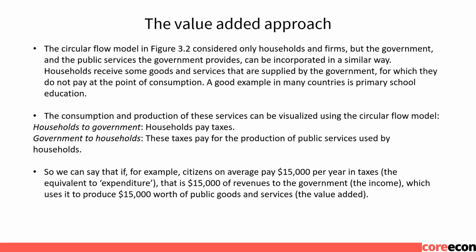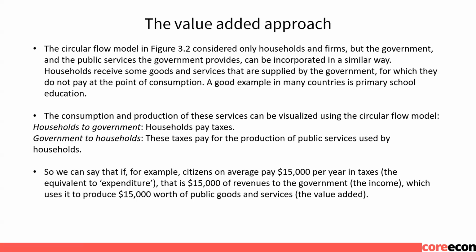Now, the circular flow model that we just saw considered only households and firms, but the government and the public services the government provides are also a part of the economy, and they provide some income. This could also be incorporated in the model. So households receive some goods and services supplied by the government, which they do not pay for at the point of consumption. A good example would be many countries having primary school education, not necessarily paid at that very moment. The consumption and production of these services can be visualized using the circular flow model.